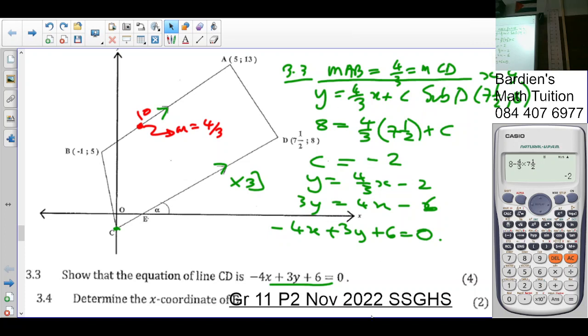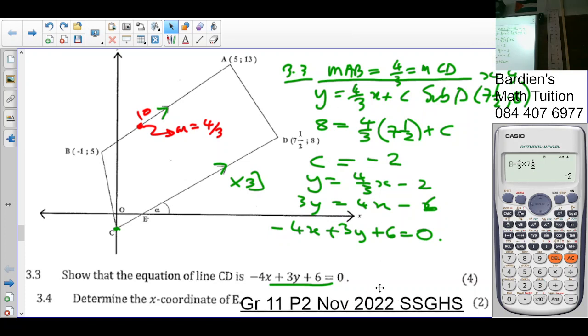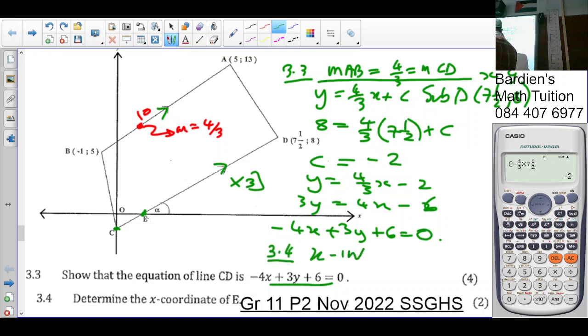Then the question says, determine the x coordinate of E. So how do you work out your x coordinate? How do you work out that point? That is your x intercept, not so? So how do you calculate your x intercept? We let y equal to 0.